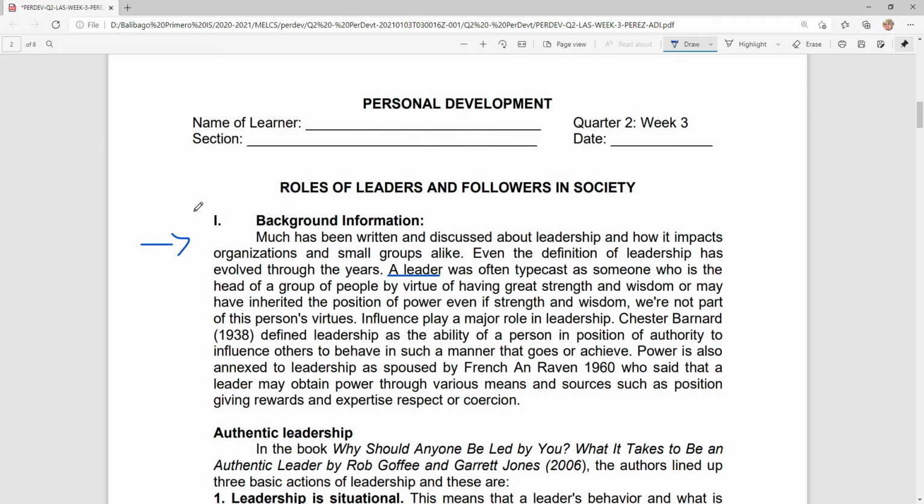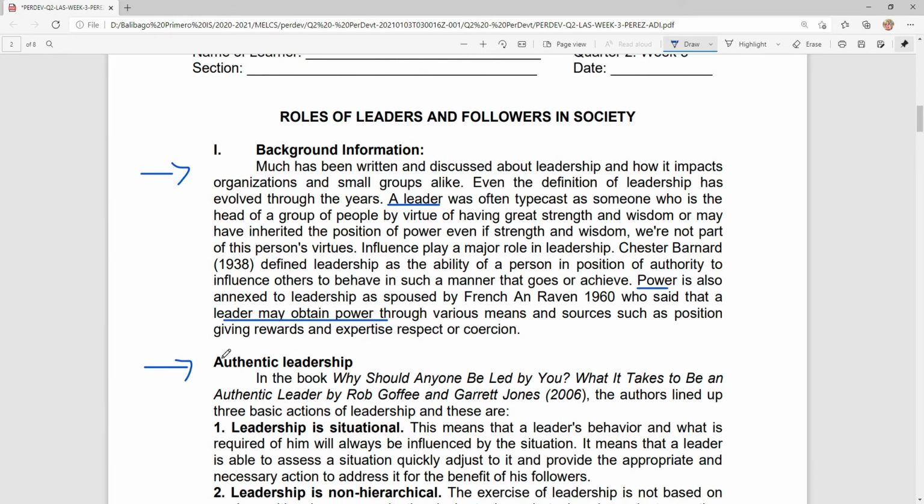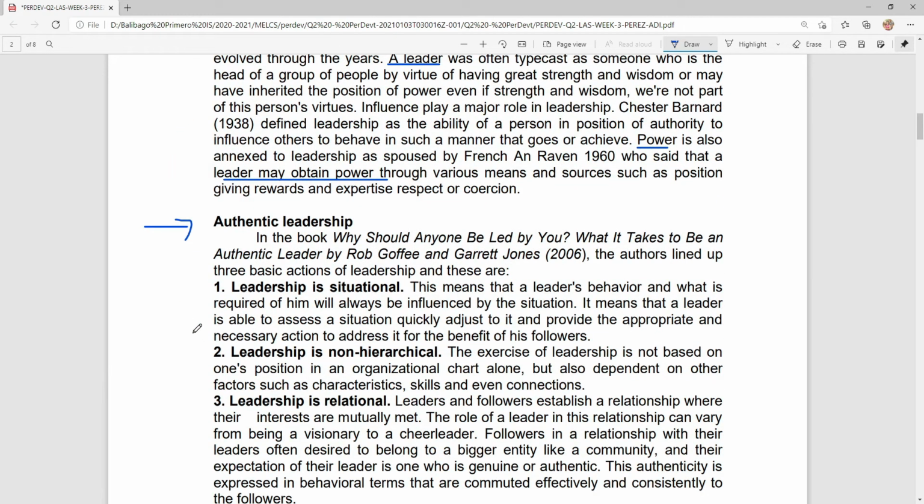Chester Barnard defined leadership as the ability of a person in a position of authority to influence others to behave in such a manner that achieves goals. Power is also annexed to leadership, as espoused by French and Raven, who said that a leader may obtain power through various means and sources such as position, giving rewards, expertise, respect, or coercion. Now we have authentic leadership. So we have some three basic actions of leadership that are very essential.